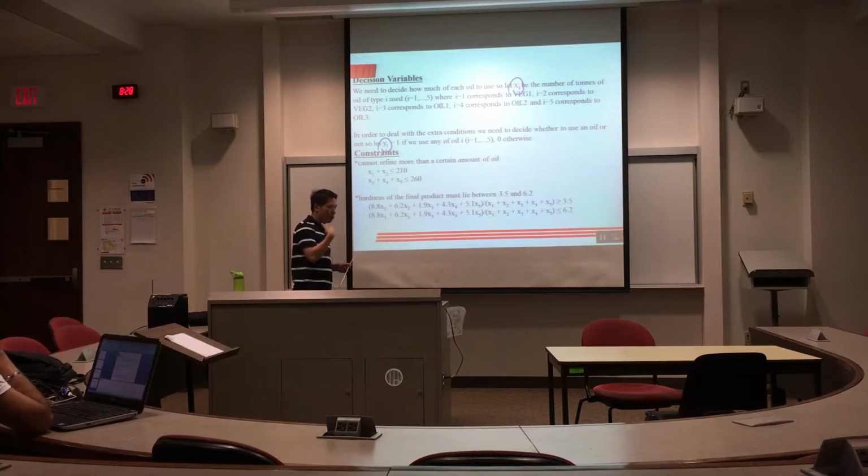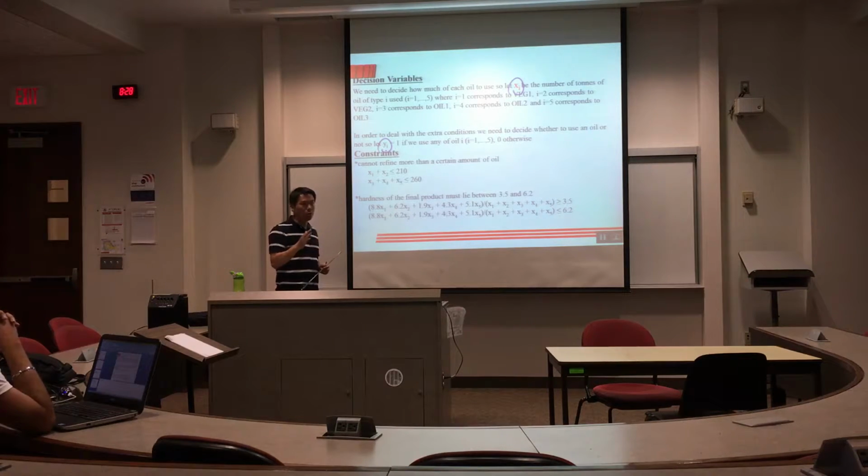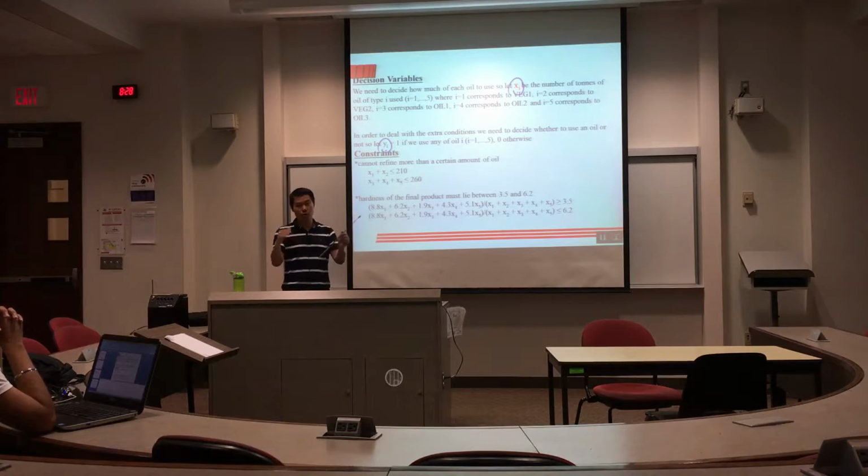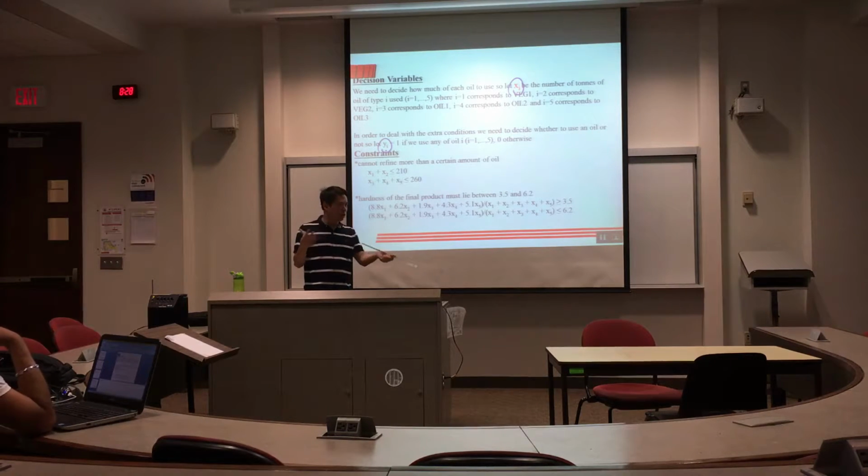This is like the average, right? Average hardness has to be more than 3.5. Again, x1, x2, those are the amount of oils you're going to use. Those are continuous, and we assume that the hardness can be measured. It's like a linear combination of all the oils, all the components you use, right?